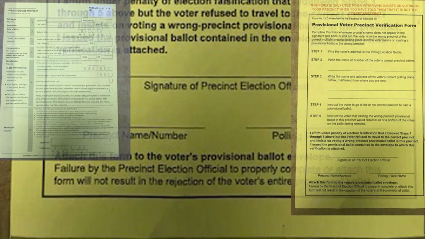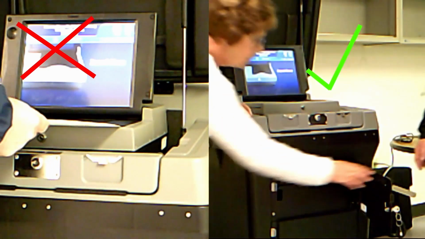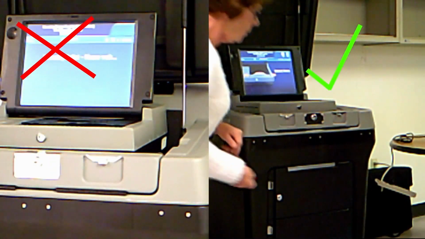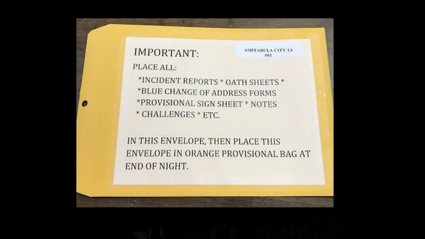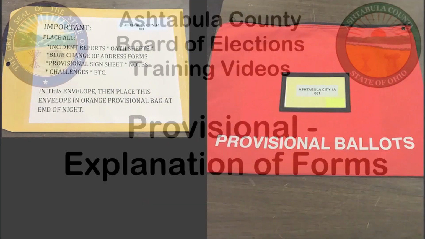Your main responsibilities are to help the voters fill out the documents correctly. Do not let a provisional voter cast their ballot into the DS200. Put all your completed documents, including your PEO sign-in sheet, into the important forms envelope. Count the number of provisional votes that were cast in your precinct, and make sure that number is on the ballot accounting sheet. Finally, make sure the important notice envelope and provisional ballots go into the orange provisional bag at the end of the night.